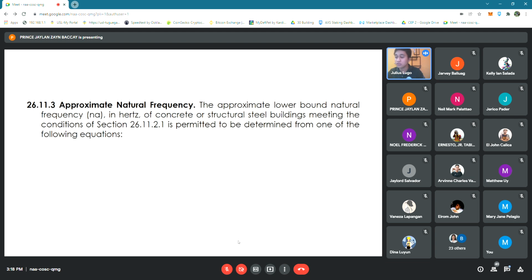Okay, so for structural steel, the first formula is Na equals 22.2 over H raised to 0.8. It depends on the moment resisting framework, whether it is structural steel or concrete. There is also a combination of the two, structural steel and concrete. Okay? A combination of the two. So we also have concrete or masonry.